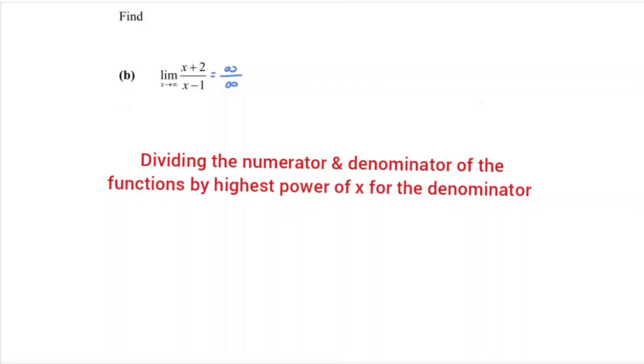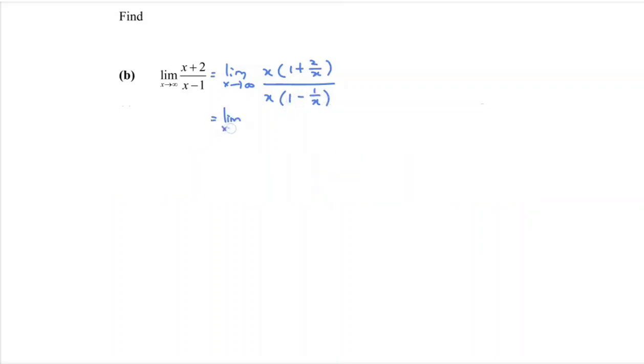My suggestion would be to factor out x. So limit when x approaches positive infinity, factor out the x, and we will have x times (1 plus 2 over x) over x times (1 minus 1 over x). If we simplify, we have the limit when x approaches infinity of (1 plus 2 over x) over (1 minus 1 over x). As we all know, 2 over infinity is 0. So if we substitute, we will have 1. So for the limit when x approaches infinity of (x plus 2) over (x minus 1), the value of y will approach y equals 1.